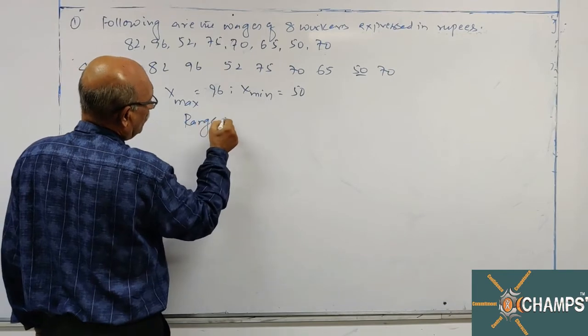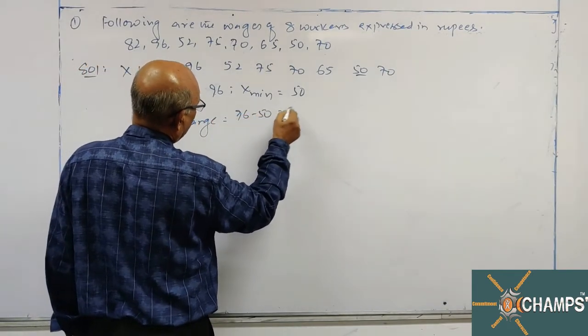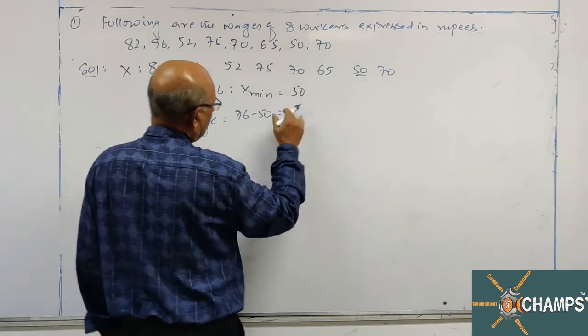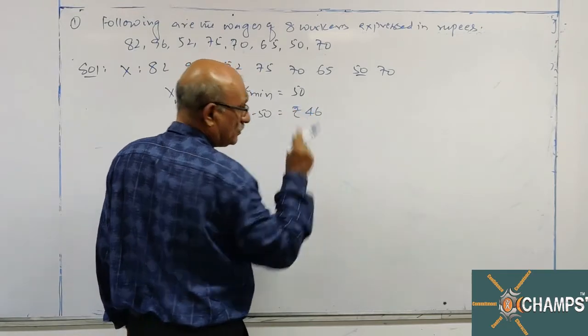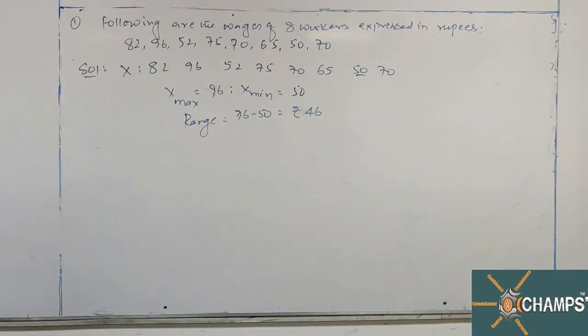So range is equal to 96 minus 50. It is in rupees. Rupees 46.